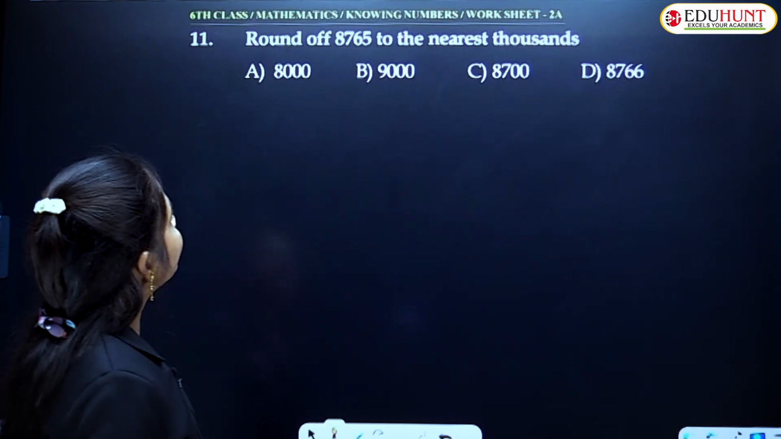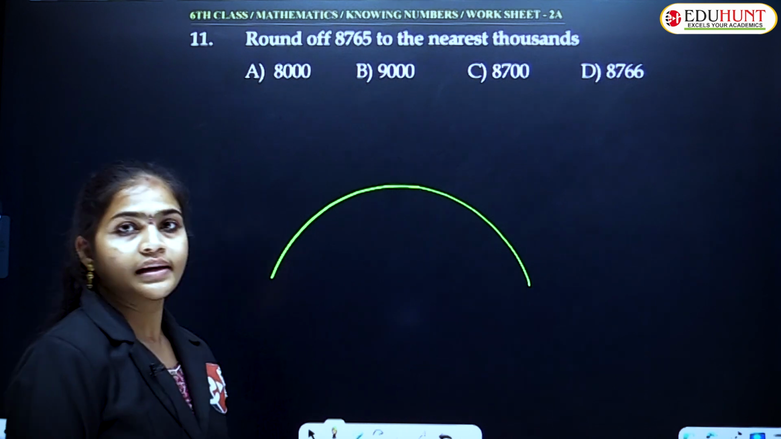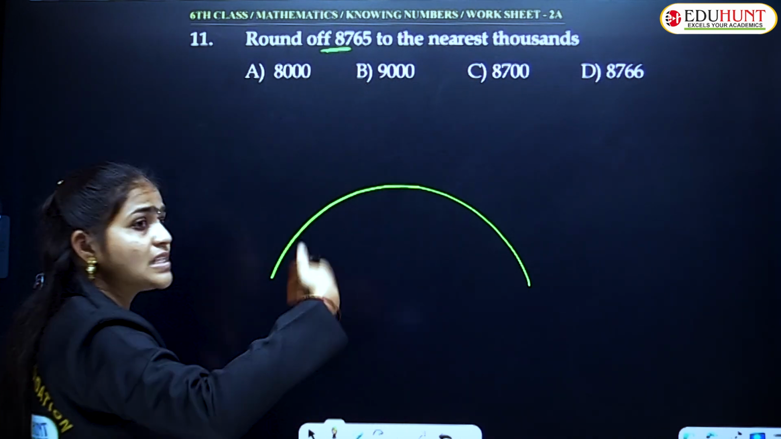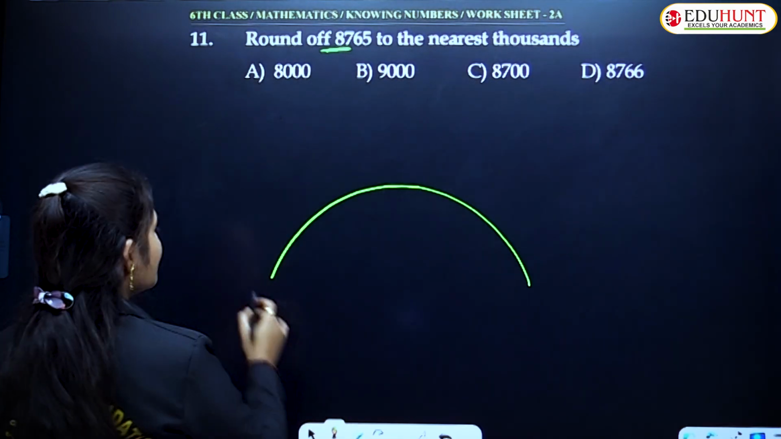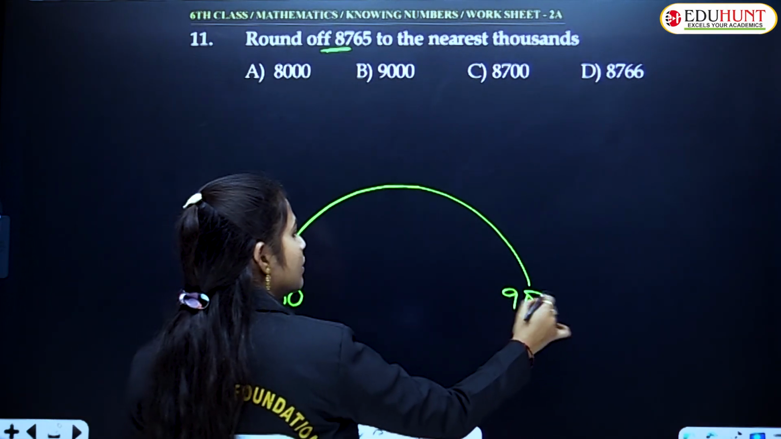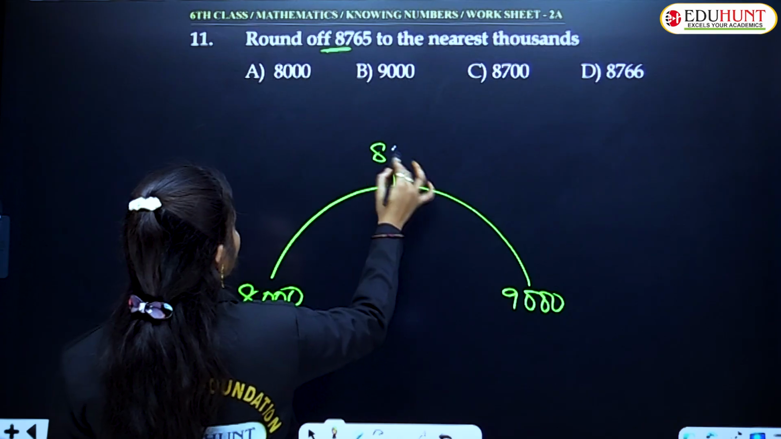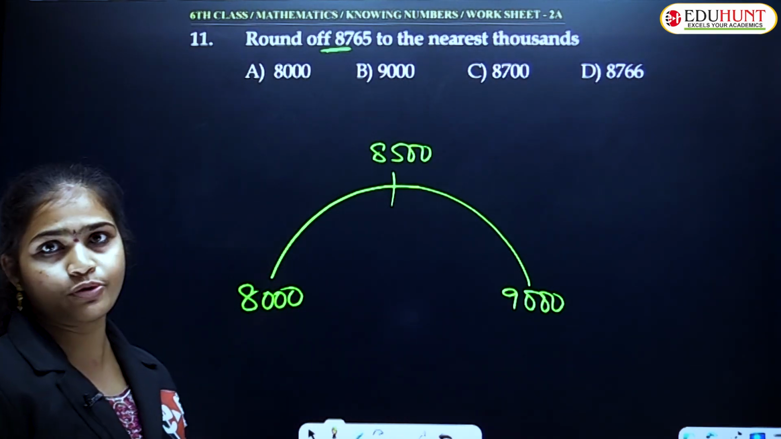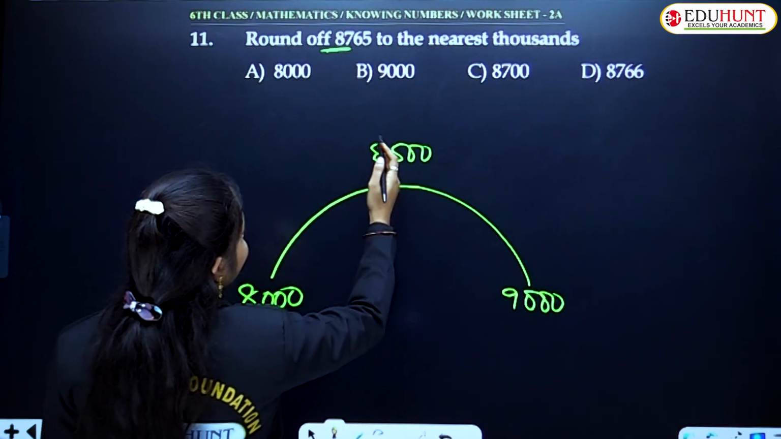Round off 8,765 to the nearest thousands. Nearest thousands. Here the starting point is 8,000. 8,700 means there is a value above 8,000, which means the number lies between 8,000 and the next 1,000, which is 9,000 only, no? Okay, now here the middlemost value is 8,500. Why? Because the hundreds place digit should be equal to 5. Okay, ma'am.